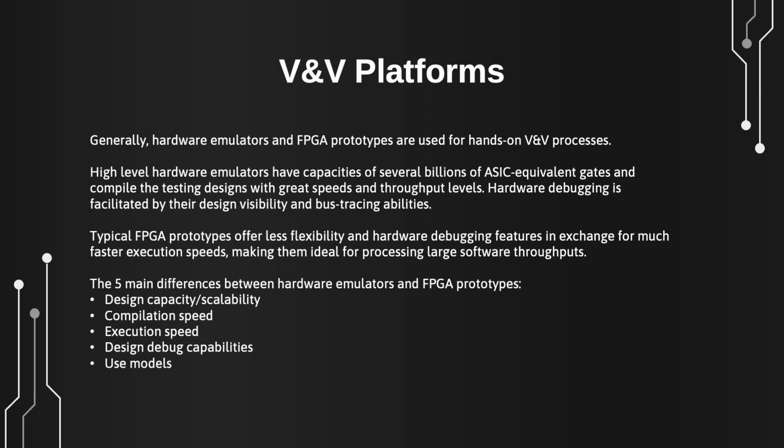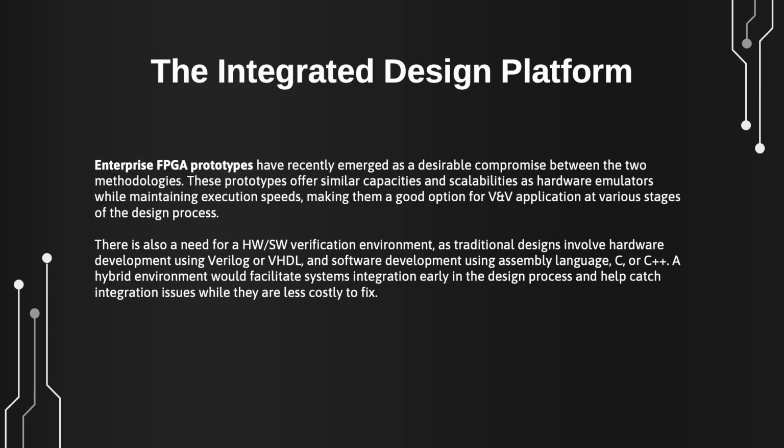According to the paper, the 5 main differences between hardware emulators and FPGA prototypes can be summarized as design capacity and scalability, compilation speeds, execution speeds, design debug capabilities, and use models. Recently, enterprise FPGA prototypes have emerged as a desirable compromise between these two methods. They offer similar capacities and scalabilities as the hardware emulators, while maintaining execution speeds, making them a good option for V&V application at various stages of the design process, as they can apply to both the hardware and the software side of things.